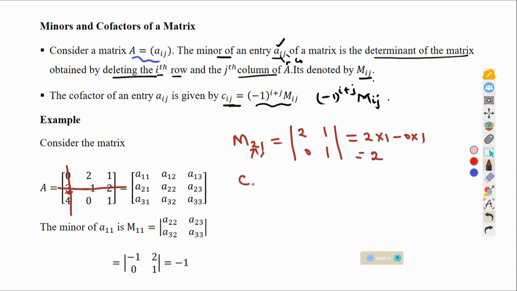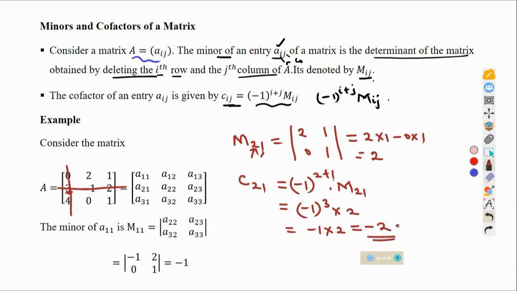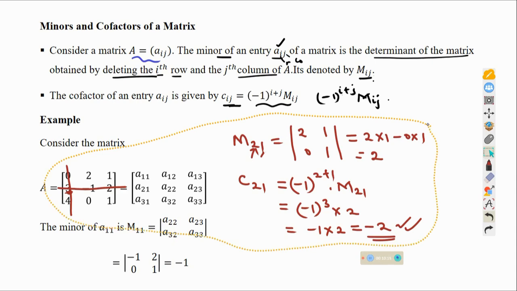So what is the cofactor of 2, 1? Cofactor of 2, 1 is negative 1 to the power of 2 plus 1 times the minor of 2, 1. This will give us negative 1 to the power of 3 times 2. This will give us negative 1 times 2, which is same as negative 2. So this will be the cofactor of 2, 1. If that is done, let us now again look at the minor of the next entry.